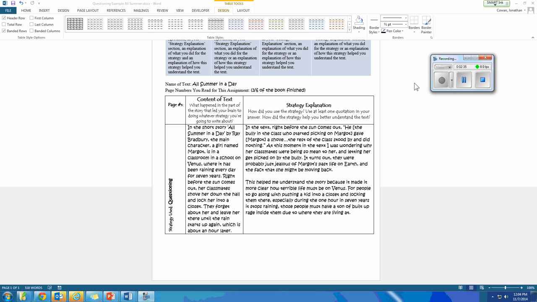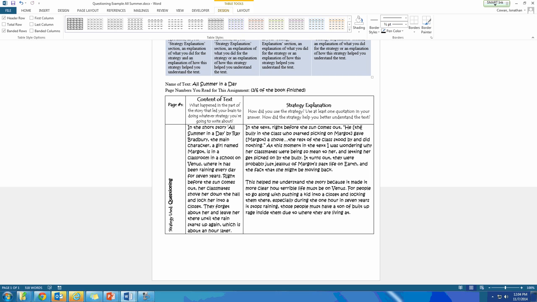So I'm writing in the text, "Right before the sun comes out, [he], the bully in the class who started picking on Margot, gave Margot a shove." Remember these brackets right here? These brackets are just my words, adding into the text to make a reader understand what's going on. "The rest of the class stood by and did nothing."